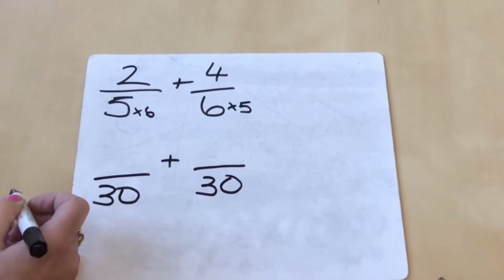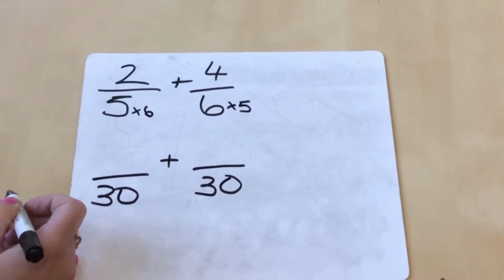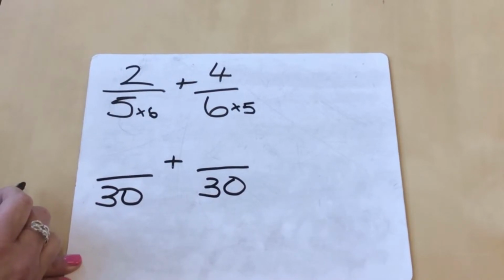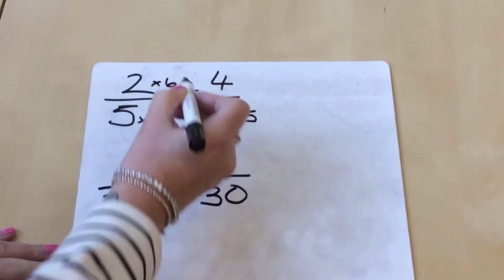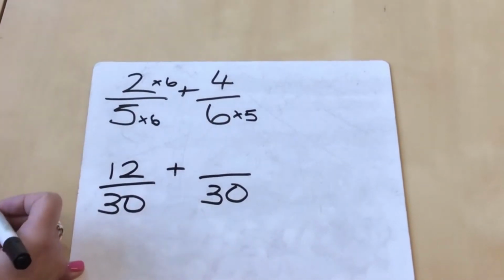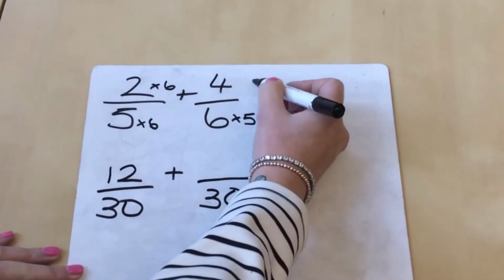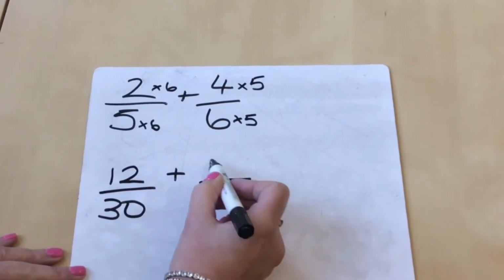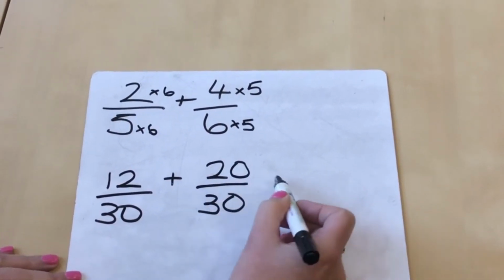Next, we are looking at the numerators. For 2/5, we have multiplied the 5 by 6, so we must do the same to the top. So it would be 2 times 6, which is 12. Next, we look at the numerator in 4/6. The 6 has been multiplied by 5, so we must multiply the numerator by 5, giving us 20.